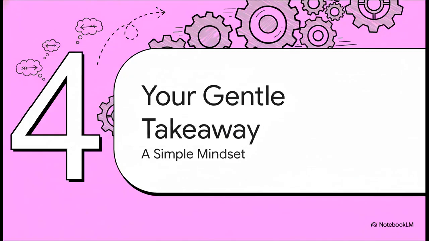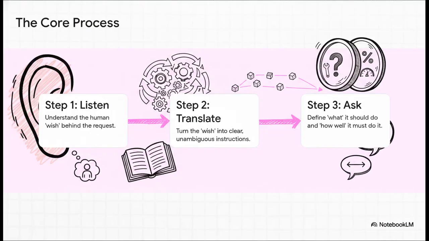So after all of this, what's the simple, gentle takeaway? Well, it's not about memorizing a bunch of technical terms. It's really just about adopting a simple mindset. It's really as simple as this. First, listen for the wish. Then translate that wish into clear instructions. And finally, always ask both questions: what should this thing do? And how well does it have to do it?